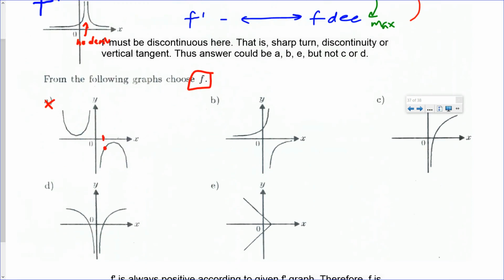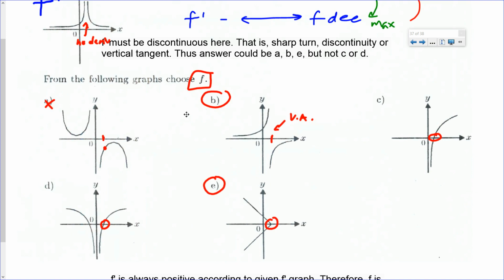Let's look at this picture right here. Is there a sharp turn, vertical tangent, or discontinuity? No, it's a point, y equals 0. Over here, is there a sharp turn, vertical tangent, or discontinuity? Yeah, there's an infinite discontinuity, called a vertical asymptote. Right here, do I have a sharp turn, vertical tangent, or discontinuity? Yeah, there's a sharp turn. So we've narrowed it down. Let's go over here. C. Is there a sharp turn, vertical tangent, or discontinuity? No. So far it's going to be B or E.